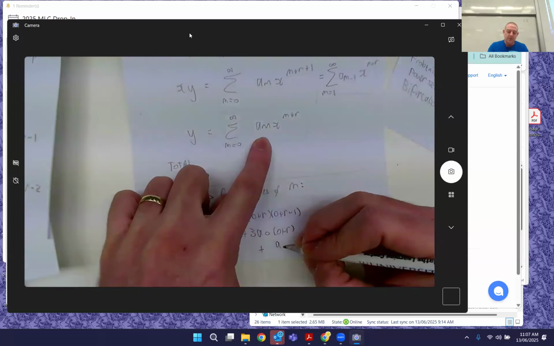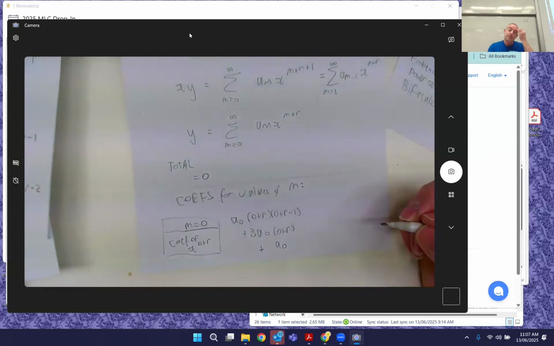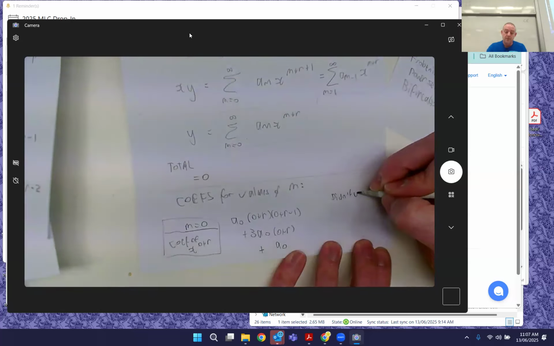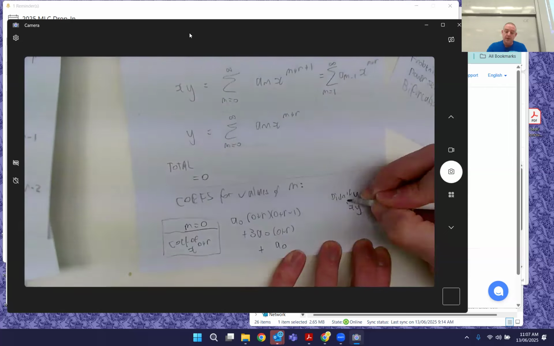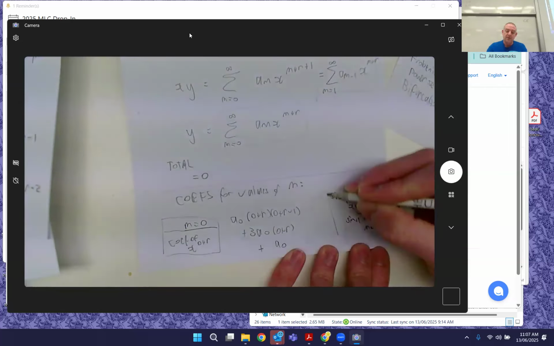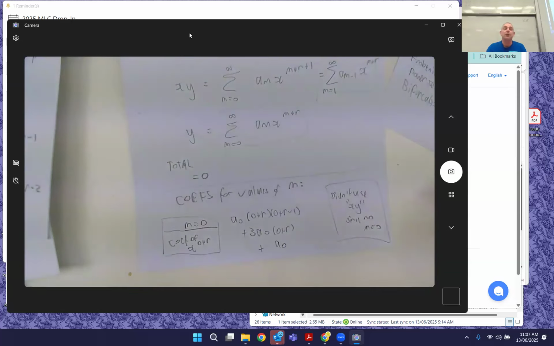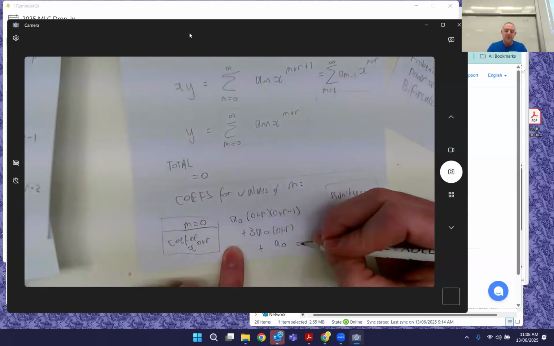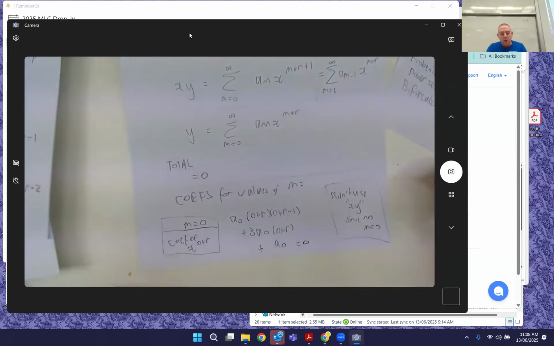And this one is just a0. So I didn't use x, y, since there's no m equals 0 there. That's just my note, just to make sure that I know what I did. And this thing is supposed to come out to 0, because all the coefficients have to come out to 0.